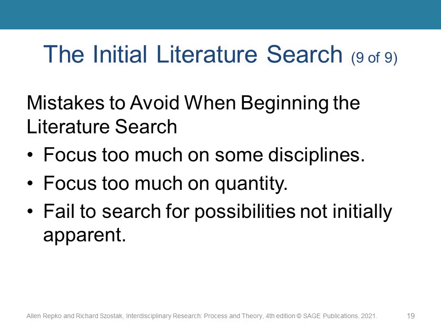The third common mistake is to fail to search for possibilities that are not obvious, that are not initially apparent. In other words, to give up too easily or too quickly when searching for information. In my own research, I might start with a broad search, and then narrow it, and then broaden it, and then narrow it again, and so on.